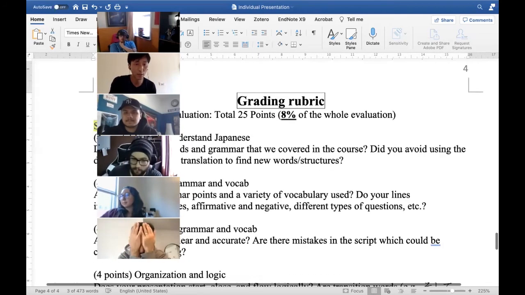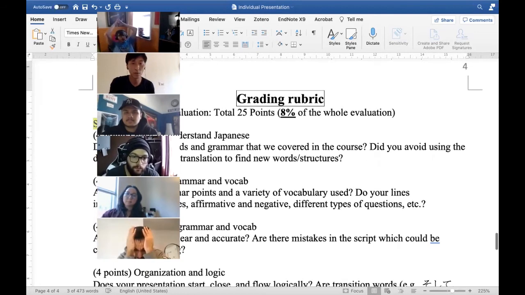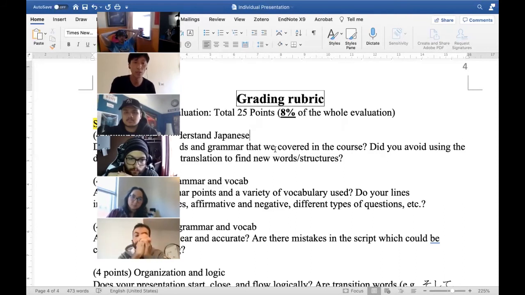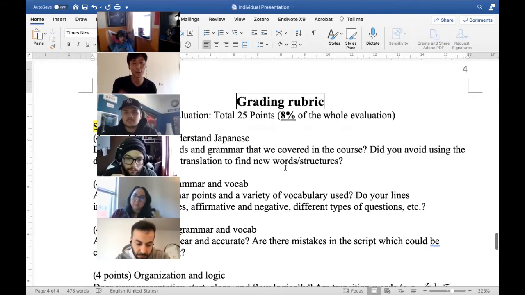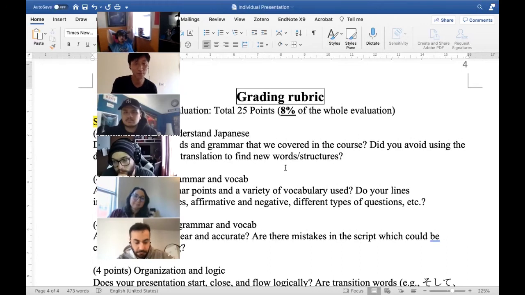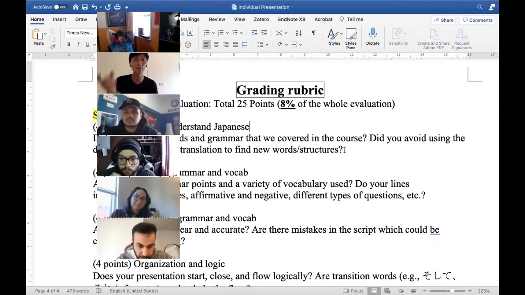So there are 4 points if you use easy to understand Japanese. So did you use easy words and grammar that we cover in the course? Did you avoid using the dictionary and online translation to find new words and structures? And I can tell, because if you use online Google Dictionary, okay, you can use it, but you have to change it, right? You have to change it with your own words.